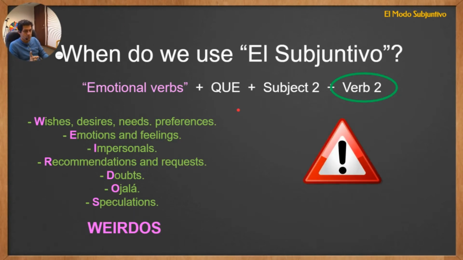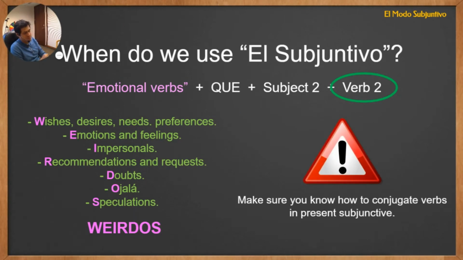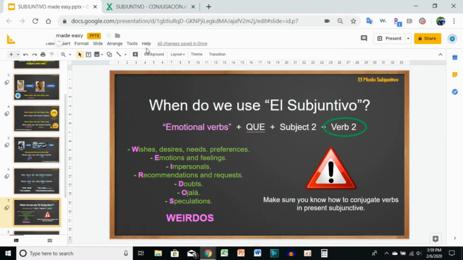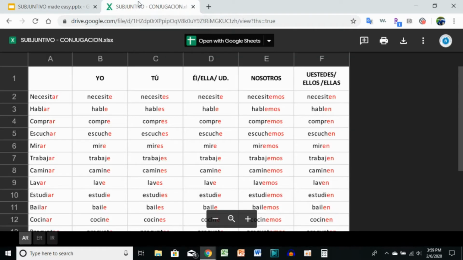And before we move forward with the subjunctive and more examples, we need to make sure that we know how to conjugate verbs in the subjunctive form. The subjunctive conjugation is probably the most challenging part, because how to use it, you'll see that it's super easy. So let's go to the conjugations.